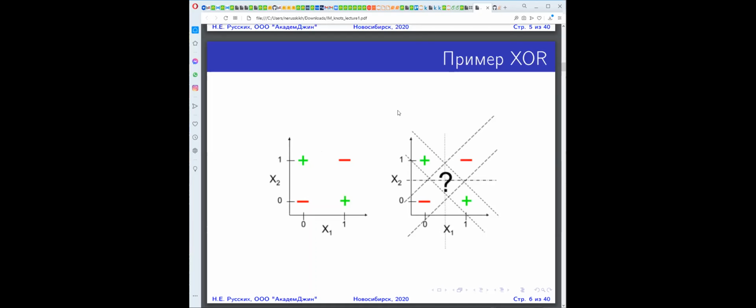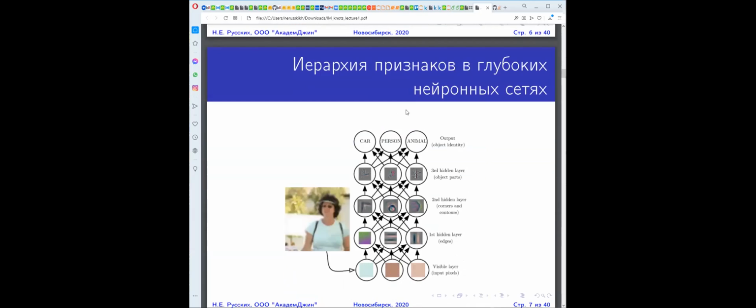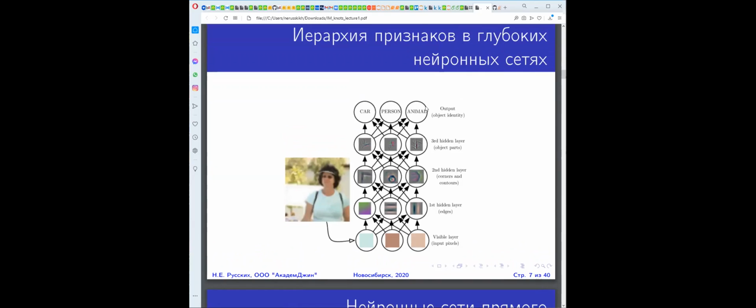So yeah, sometimes we need non-linear functions applied to the data to make it linearly separable. That's what deep learning is about. Deep learning is an application of multi-layer neural networks to machine learning tasks, to informal tasks, I would like to say.